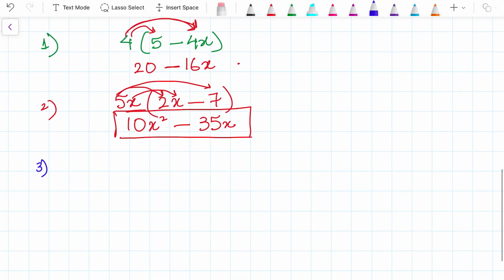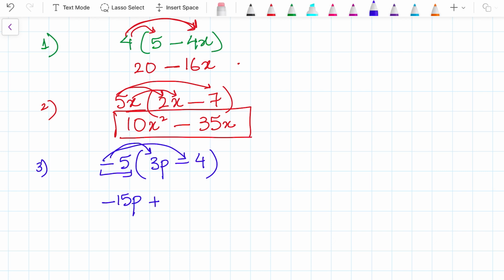Now the third is, there's a minus sign outside, so this minus 5. Minus 5 into 3 is a minus 15p. Minus minus becomes a plus. 5 into 4 is a 20.